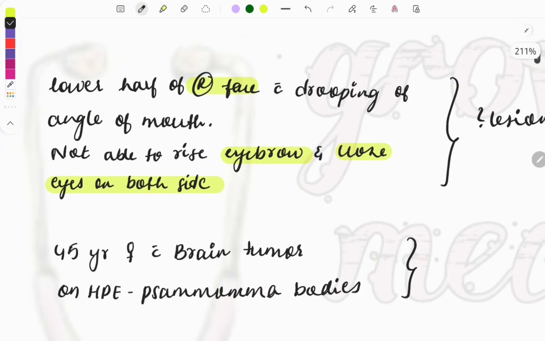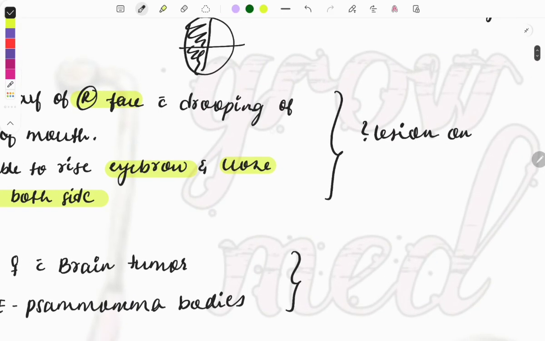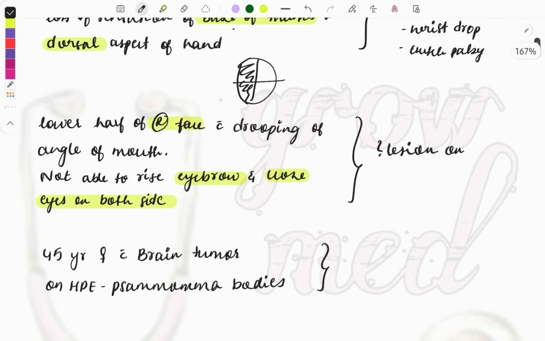So how do you break these terms? See, first of all, the lower half of the face is involved. Along with that, the upper half of the face is also involved. That means they are talking about something involved with the face. So which nerve supplies the face? Usually cranial nerve 7. So there is a palsy of cranial nerve 7. That much we now know. Now which kind of cranial nerve palsy it is, we will see. Usually cranial nerve 7 palsy is called Bell's palsy. So the diagnosis of this one is Bell's palsy.